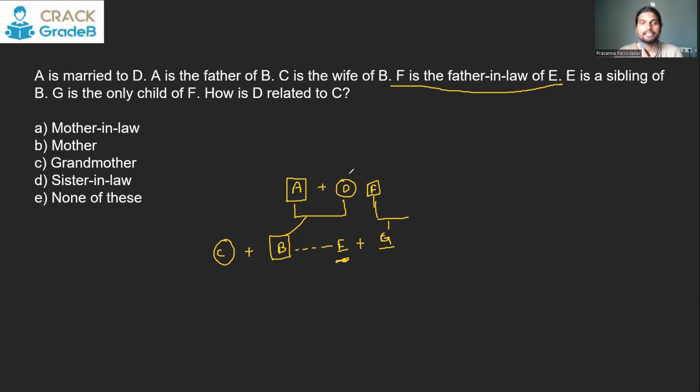So looking at that figure, they are asking how is D related to C? C's husband's mother is D. That means mother-in-law. The answer here is going to be mother-in-law. Let's see the next one.